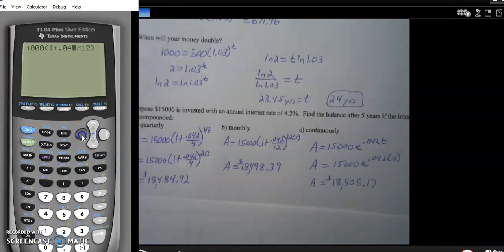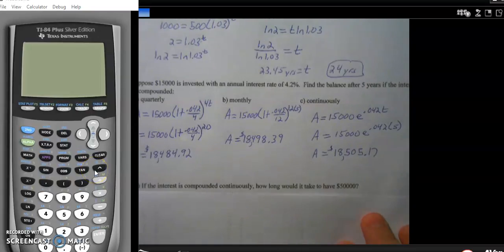So on the calculator, I have everything entered in part B, the 15,000 times 1 plus 0.042 divide by 12. And then when I get to the exponent part, I do exponent. Now mine shows the value going into the exponent. If you don't have it where it does that, where it just does the caret symbol, make sure you put parentheses and then 12 times 5 in parentheses. Okay, and that gives you the correct answer. So you have to be careful of the parentheses on that.